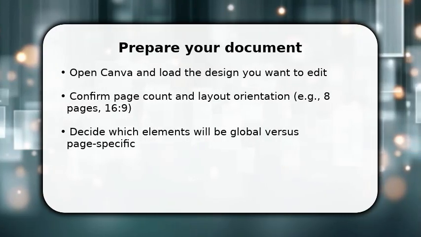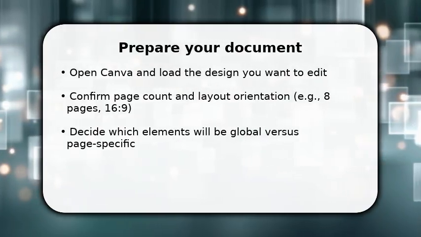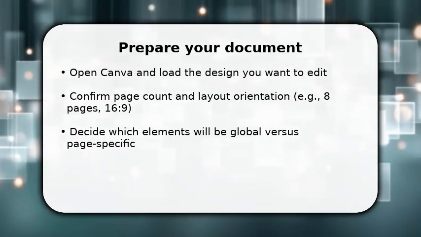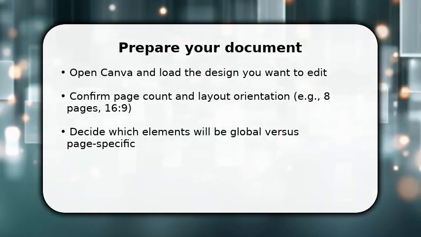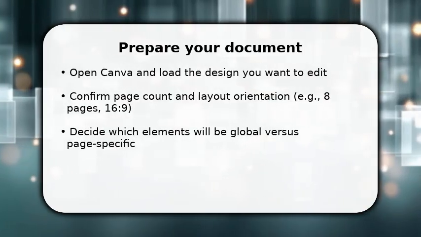You start by opening your Canva file and confirming basic details: number of pages, size, and layout. Once done, identify which elements must appear on every page, logos, footers, or background patterns, and which are unique. Make sure to unlock or group items you'll reuse so they're easy to copy.